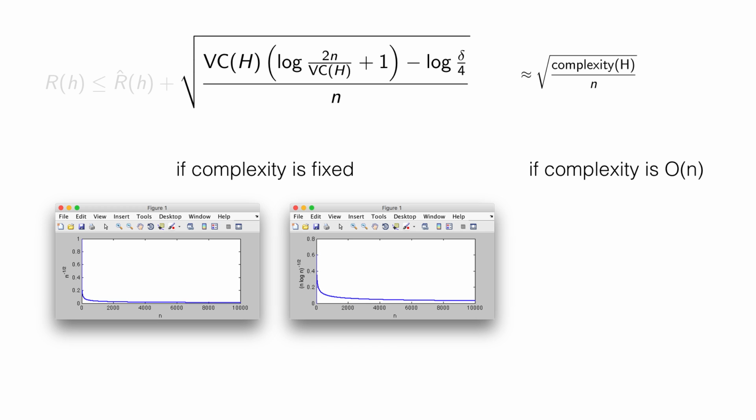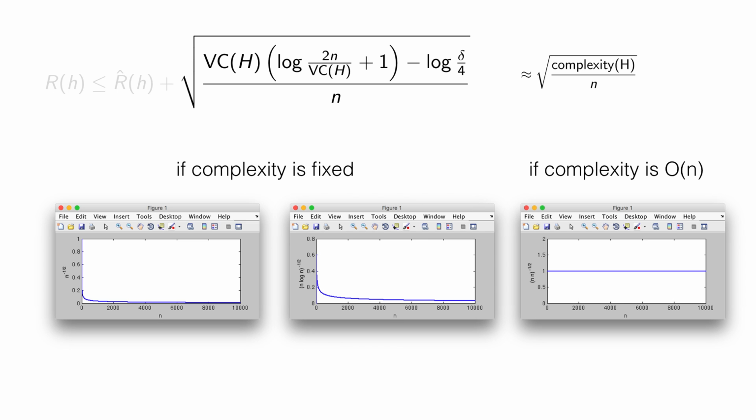If the complexity is linear in n, then our generalization bound is going to look like something like square root of n over n, which is just a constant. And that's not good. That means that as you get more data, you never reduce that generalization bound. And we may be getting worse and worse estimates, or rather our empirical risk becomes a worse and worse estimate of the true risk. So in general, the argument is that we want to make the complexity small to minimize the bounded difference between the true risk and the empirical risk.